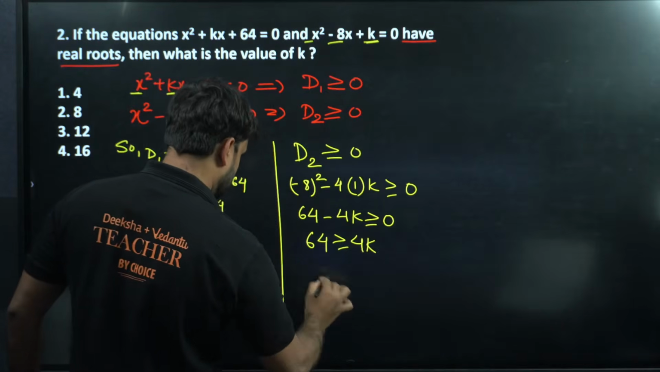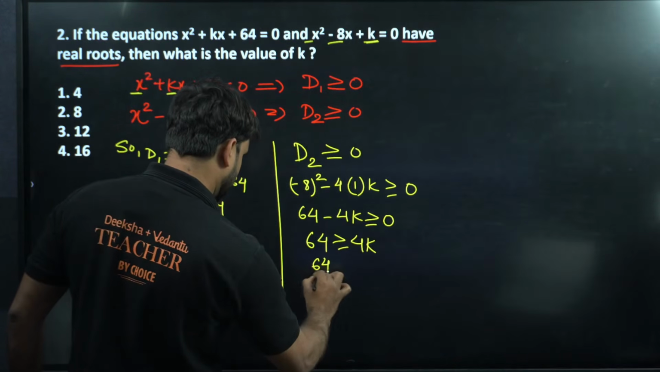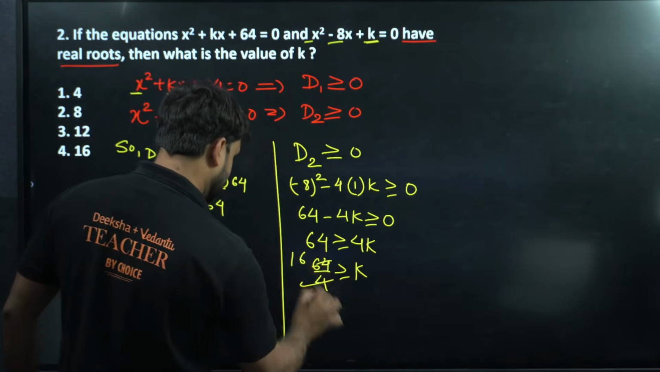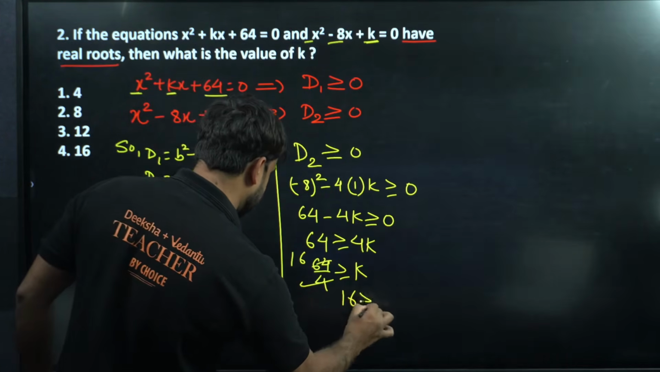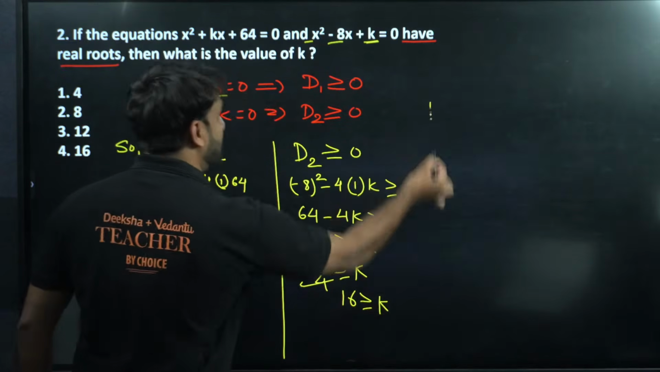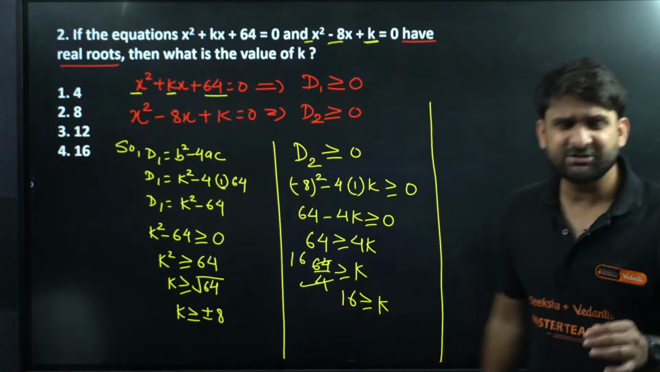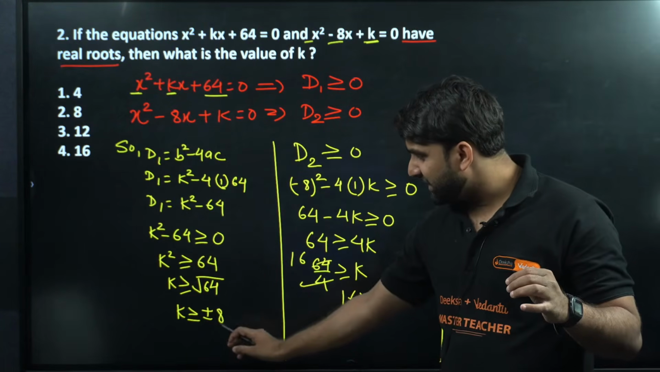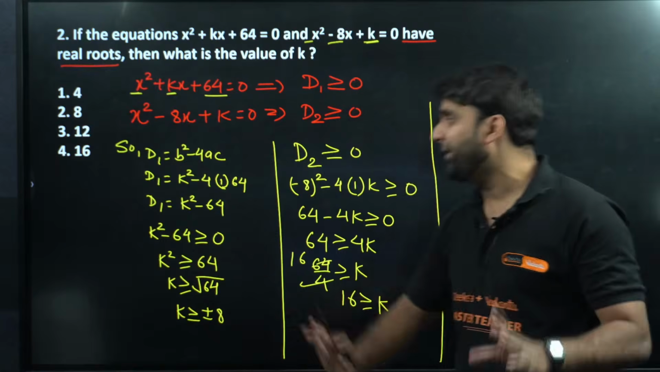Okay, so 4 will come here. So 64 divided by 4 will be greater than or equal to 0. Hence it will be cancelled. So basically 16 is greater than or equal to k. It implies that, listen champion, focus here, this k is greater than or equal to 8, right?